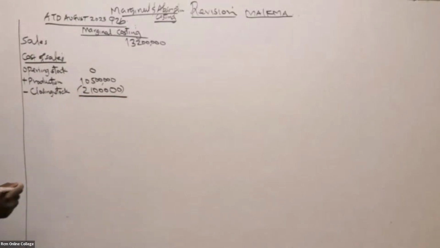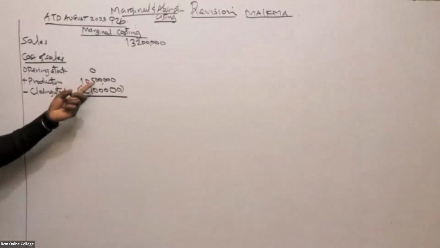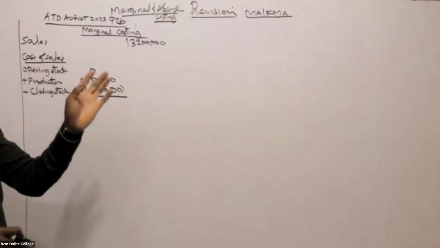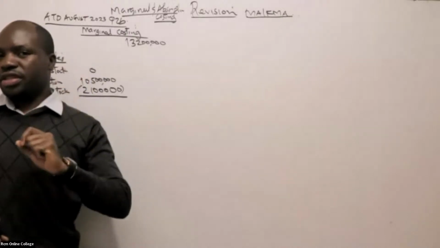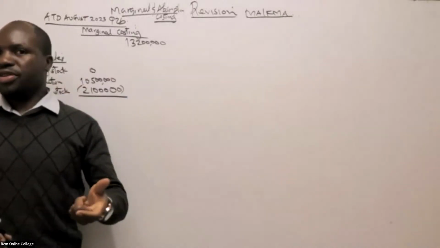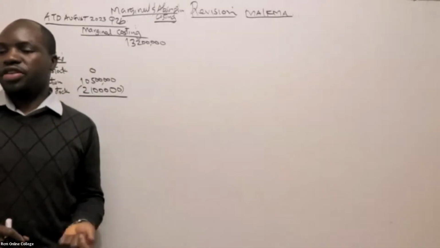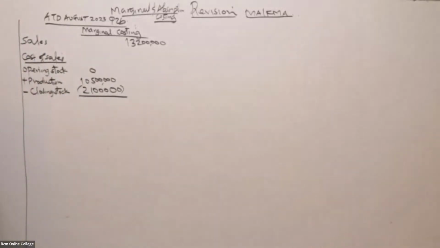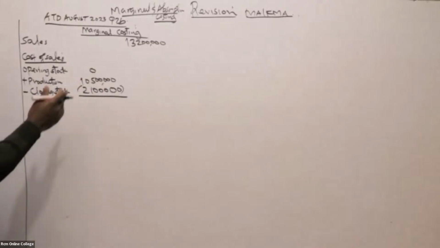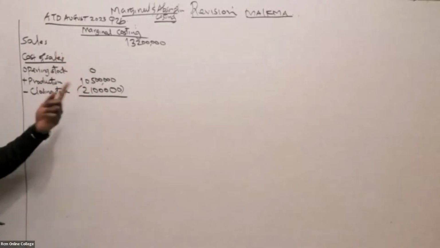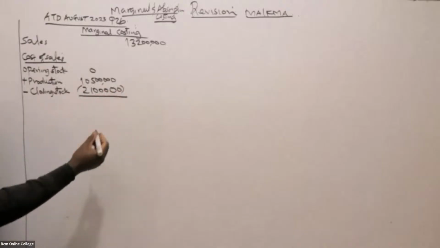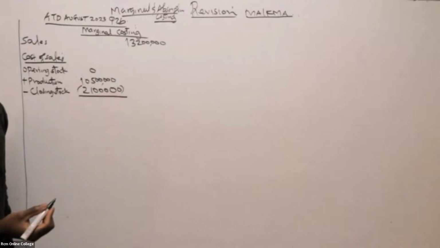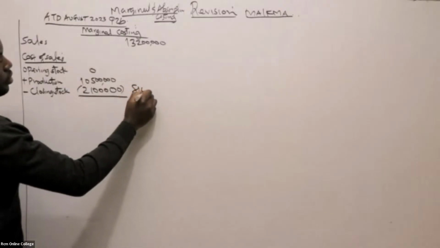2,100,000. And somebody was inquiring, how did we get the 10,500,000? You produced 30,000 units, and the production cost under marginal costing is 350 per unit. So 30,000 times 350 should give you 10,500,000. Good. So what are you getting as the cost of sales? The cost of sales we are referring to here is 8,400,000.